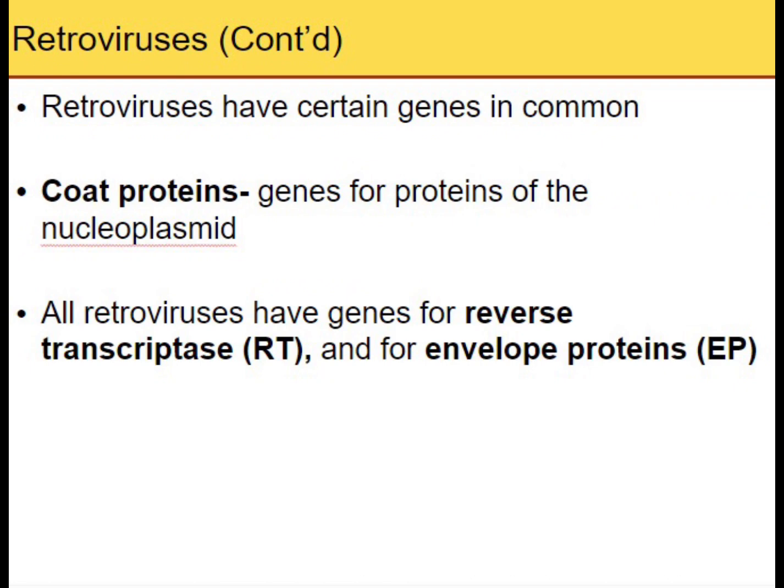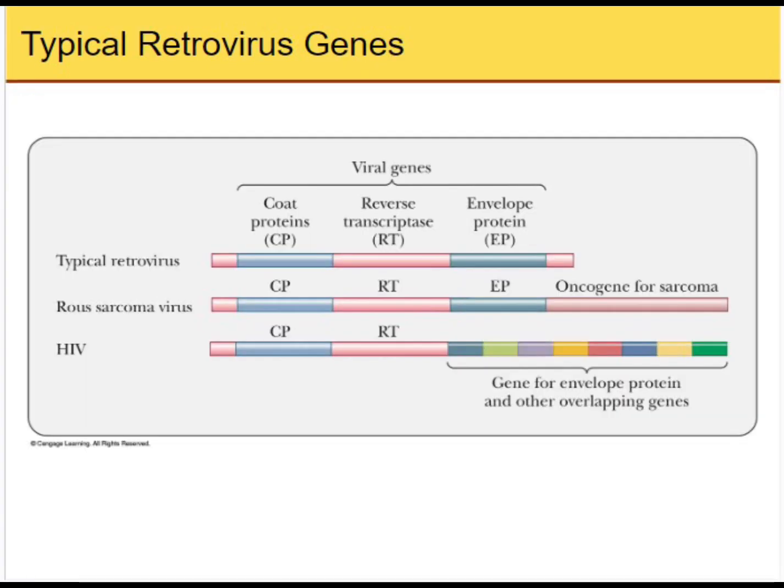Retroviruses have certain genes in common: coat proteins, genes for proteins of the nucleocapsid. All retroviruses have genes for reverse transcriptase, or RT, and for envelope proteins, EP. These are typical retrovirus genes.